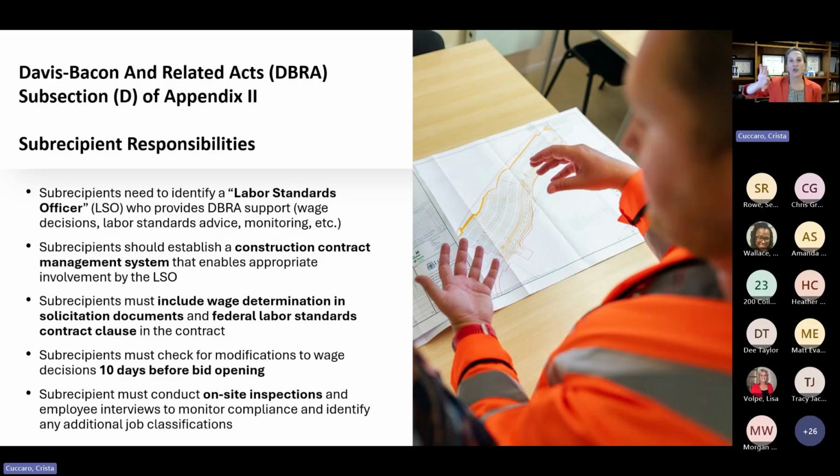Then once you're under contract, right, you have to make sure that the prime contractor is in fact paying people according to their labor classifications and the associated prevailing wages. So there are significant monitoring requirements that follow along with Davis-Bacon. This is going to be interviews of people on site, making sure that they're getting paid appropriately, checking those certified payrolls and whatnot. So there's a lot of work that goes along with Davis-Bacon, and this is a requirement that applies for CDBG-DR.